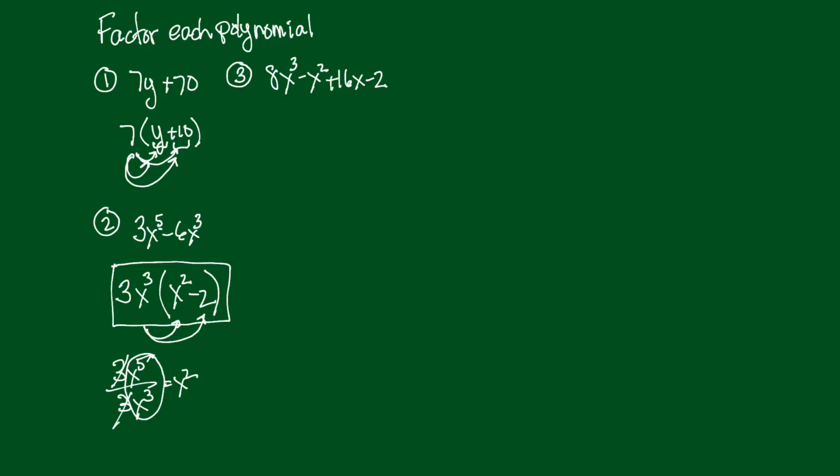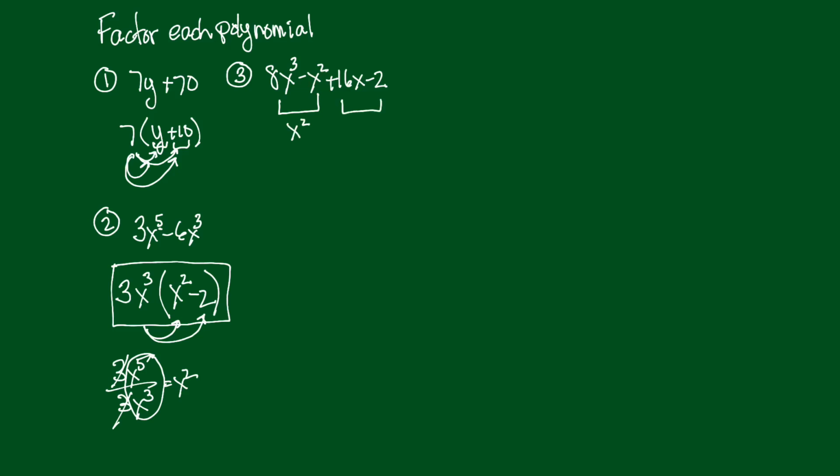Now, in number 3, as I look through this, I don't see anything common to all 4 of these terms. But I do see this. What if I group together the first 2? The first 2 have what in common? Well, we've got x cubed here, and over here I've got x. So there's at least 1 x in each one, so there's an x squared common here.